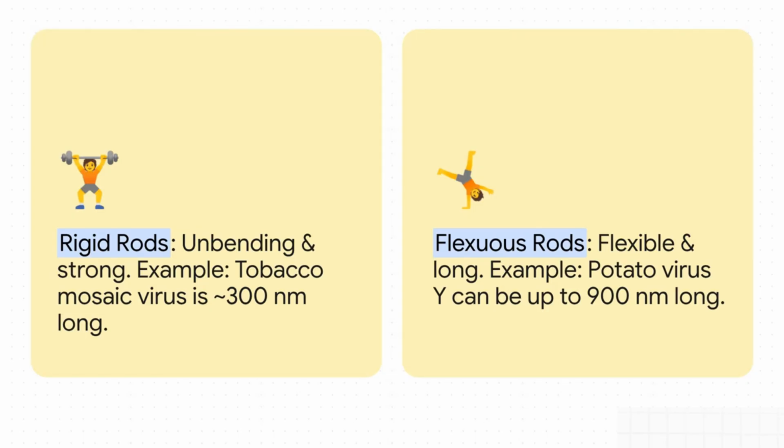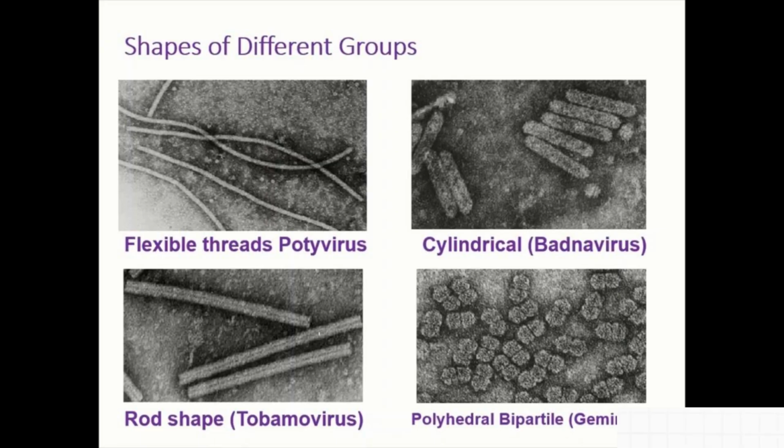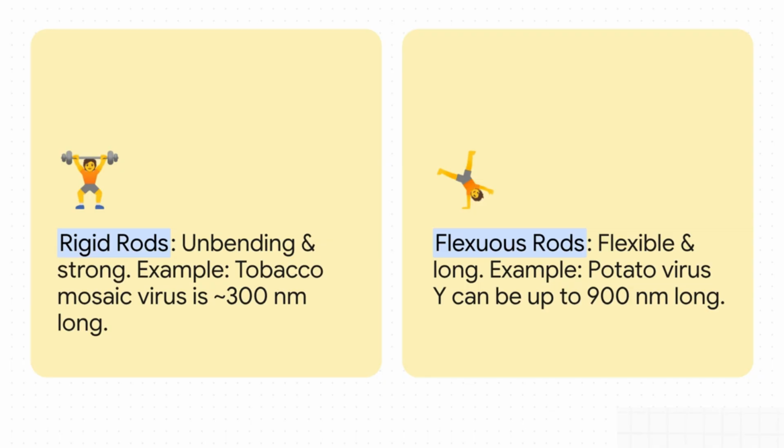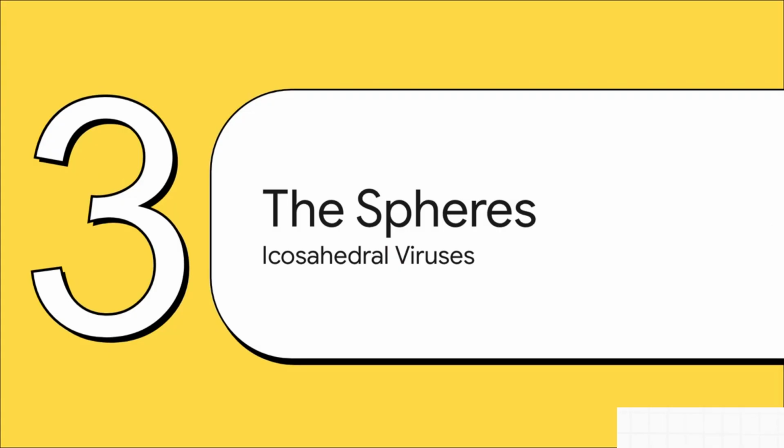And what's so cool is how this one simple spiral idea leads to two totally different styles. On one hand, you've got rigid rods, like the famous tobacco mosaic virus. These things are unbending, they're strong, almost like a tiny steel beam. And then you have the flexuous rods, like potato virus Y. They're way longer and, well, flexible, kind of like a piece of string. Just a tiny little tweak in how that spiral is wound creates a completely different form factor. All right, let's move on to the next exhibit in our gallery.